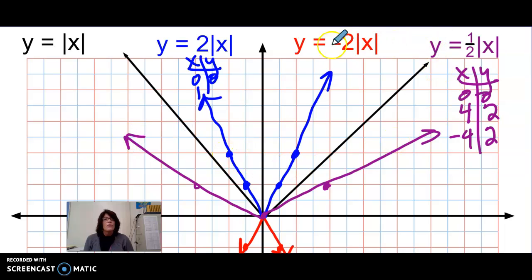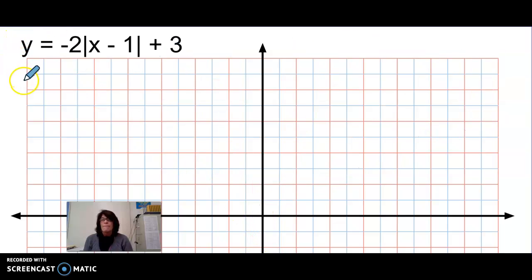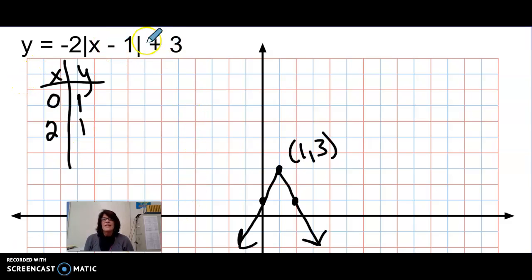So the number in front will tell you, if it's bigger than 1, it's going to give you a skinny V. If it's a fraction between 0 and 1, it gives you a wider V. And if it's a negative number, it flips you upside down. Try graphing this last one yet. I knew the vertex is at 1, 3, and it's upside down and skinny, but I did put a couple points in and get the rest.